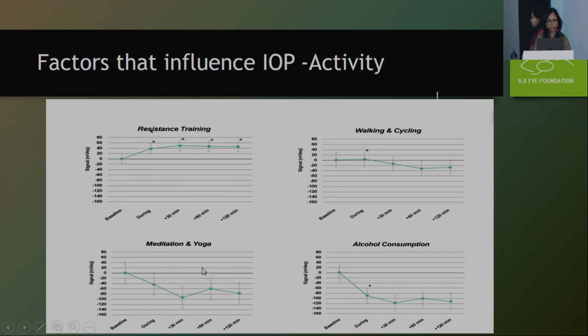Next, we move on to meditation and yoga. This is actually a pretty controversial thing, because meditation does improve intraocular pressure, and certain yogas do lower intraocular pressure, but there are other yogic exercises which are detrimental to intraocular pressure. And this is alcohol consumption, which lowers intraocular pressure.